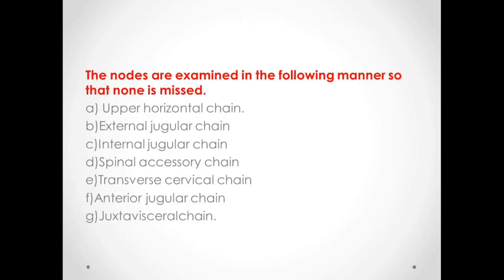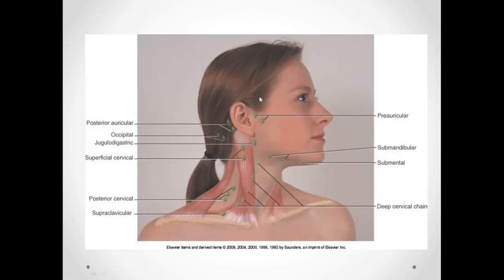The nodes are examined in the following manner so that no one is missed. Upper horizontal chain, external jugular chain, internal jugular chain, spinal accessory chain, transverse cervical chain, anterior jugular chain, and juxtavisceral chain. So, as you can see, we first examine submental, submandibular, preauricular, post-auricular, occipital, and here jugular digastric lymph nodes. Now superficial cervical chain, deep cervical chain along the sternocleidomastoid muscle, posterior cervical chain, and supraclavicular chain. This is very clear and very important.